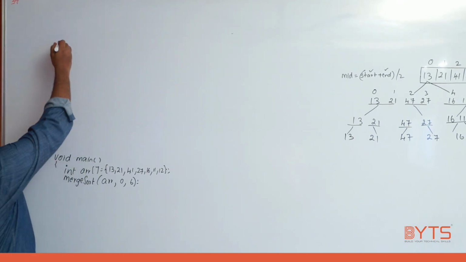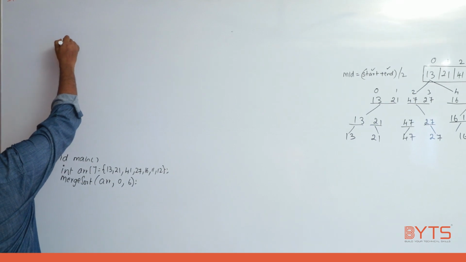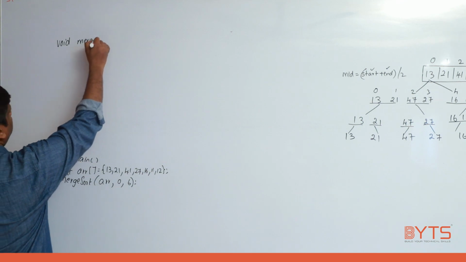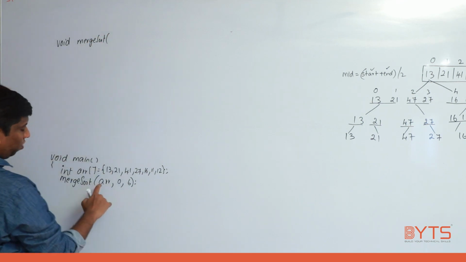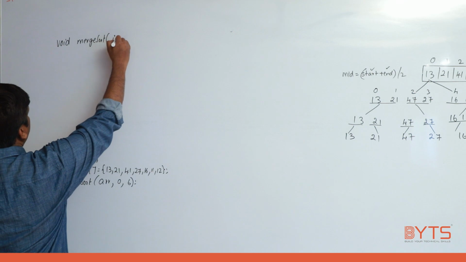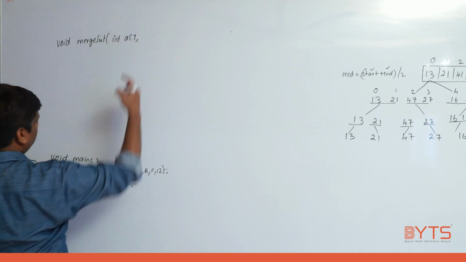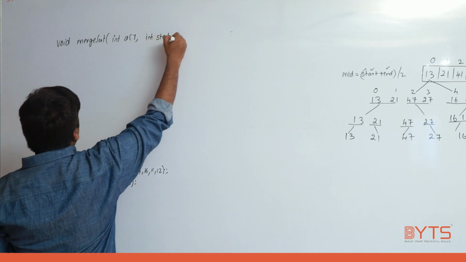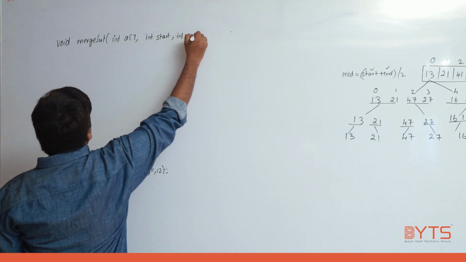Now I need to write merge sort. That's all. Our job will be done now. Void merge sort. How many arguments are we passing? 3 arguments. Int a array, comma, next int start, comma, int end. Fine.